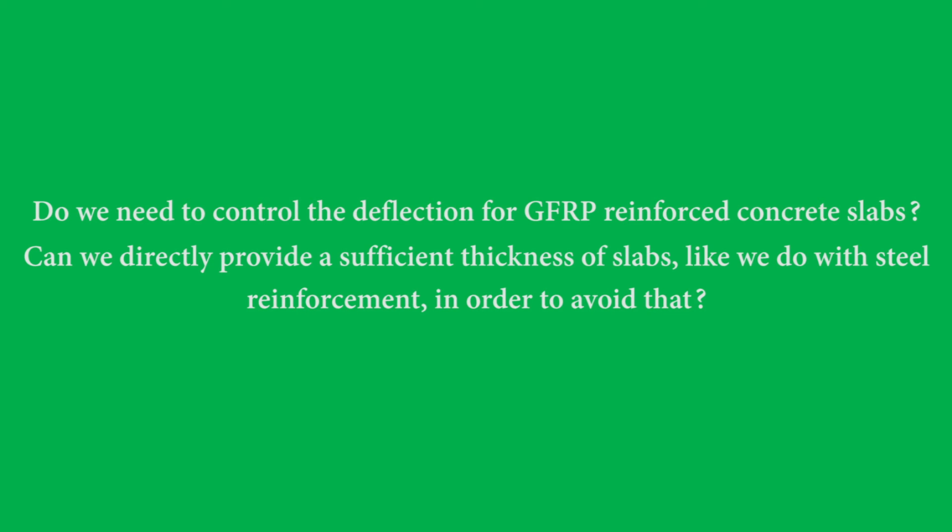Now we don't have a table similar to the table that we have in chapter 8 of the ACI code for GFRP bars to directly apply a sufficient thickness, so as to avoid having excessive deflections and also to avoid directly calculating the deflection as for steel bars. So we need to control our deflection for GFRP bars whenever we design, until we get a similar table as we have in chapter 8.